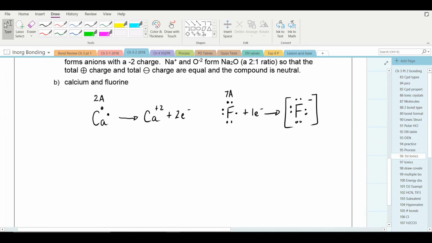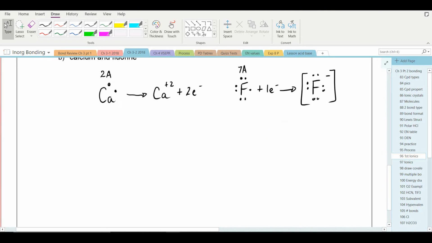So we need 2 fluorines reacting with each calcium. So I'm going to put calcium in the center and fluorine on the outside. Here's our calcium atom, flanked by 2 fluorine atoms.